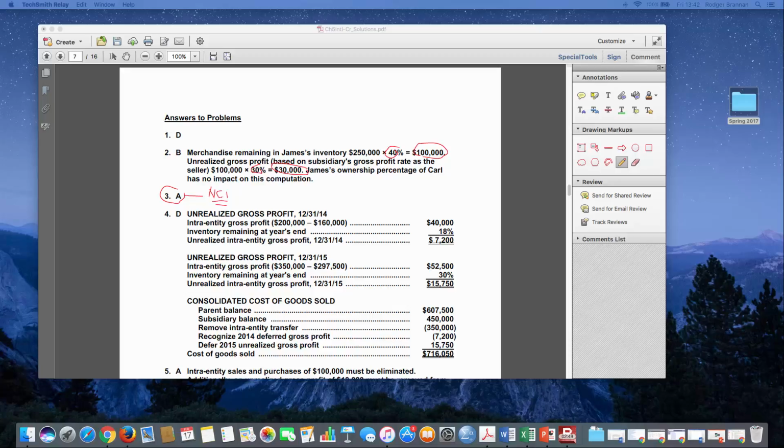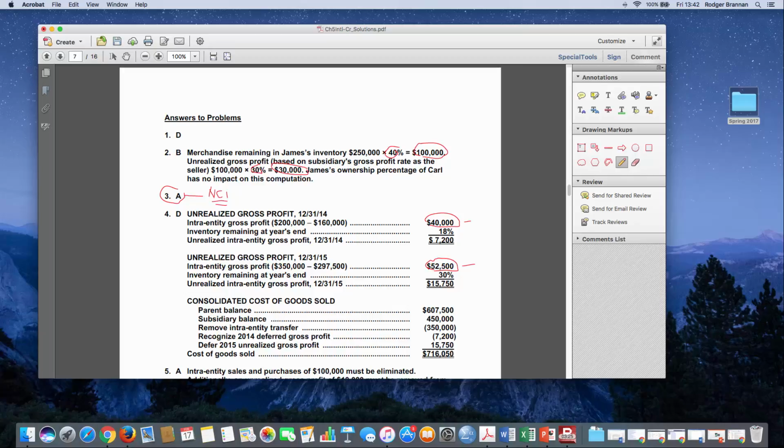Okay, the solution to number 4 is a little different than perhaps what has been shown in some of the other sections, but it's a little bit easier to look at. And that is, in each of these years, in 2014 and 2015, they identify the amount of gross profit that was generated by the downstream sales. In the case of 14, the difference between 200,000 and 160,000. And then in 15, the difference between 350,000 and 297,500. So the total gross profit, for example, in 2014 is 40,000.